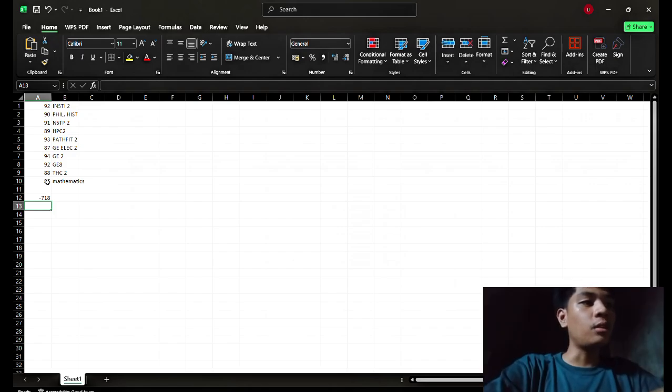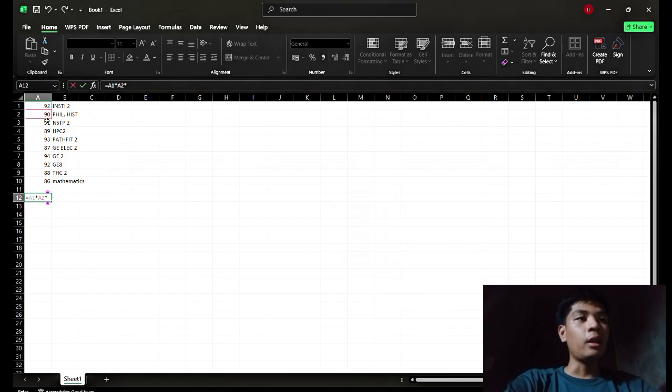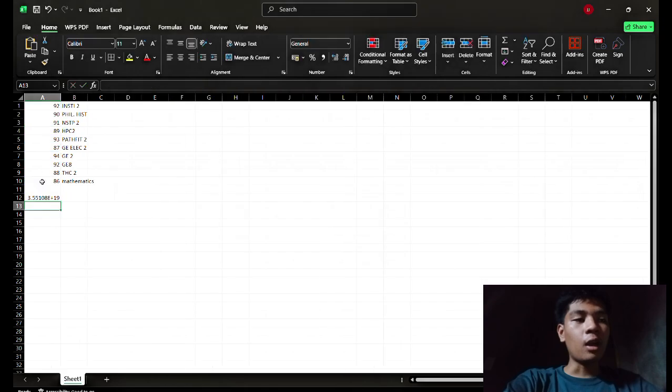Next, the multiplication, like the addition and subtraction formulas. In an empty cell, just type equal sign A1 times A2 times A3 times A4 times A5 times A6 times A7 times A8 times A9 and times A10, and the total will come out.